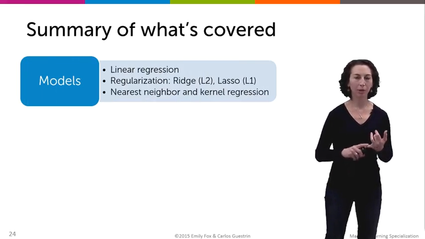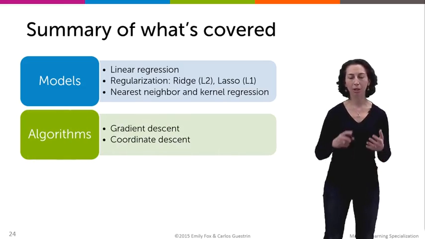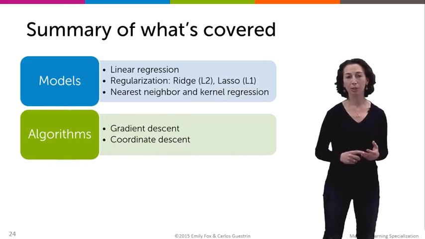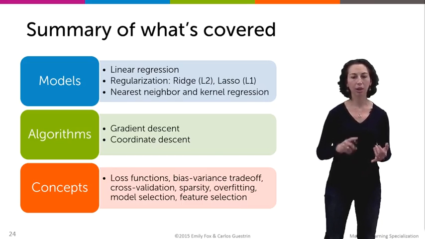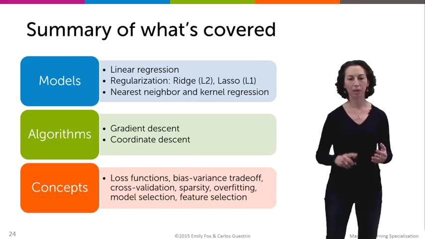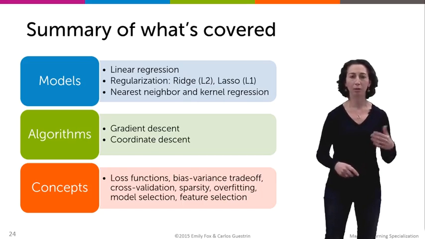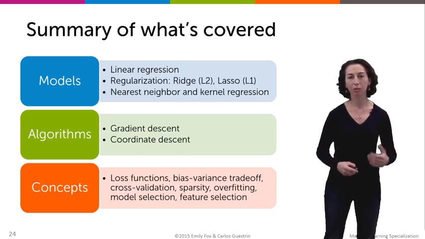And we're going to talk about all different types of models for regression, but we're also going to talk about very general purpose optimization algorithms like gradient descent and coordinate descent, and a whole bunch of concepts that are really foundational to machine learning, including things like the bias-variance trade-off, cross-validation for selecting tuning parameters, ideas of sparsity and overfitting, and how to do model selection and feature selection. So this is going to be a really, really important course in our specialization.